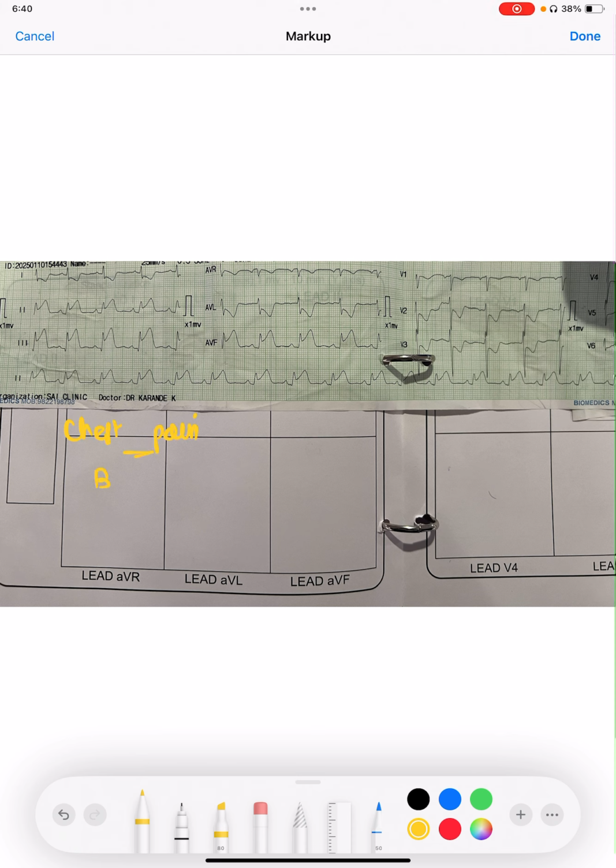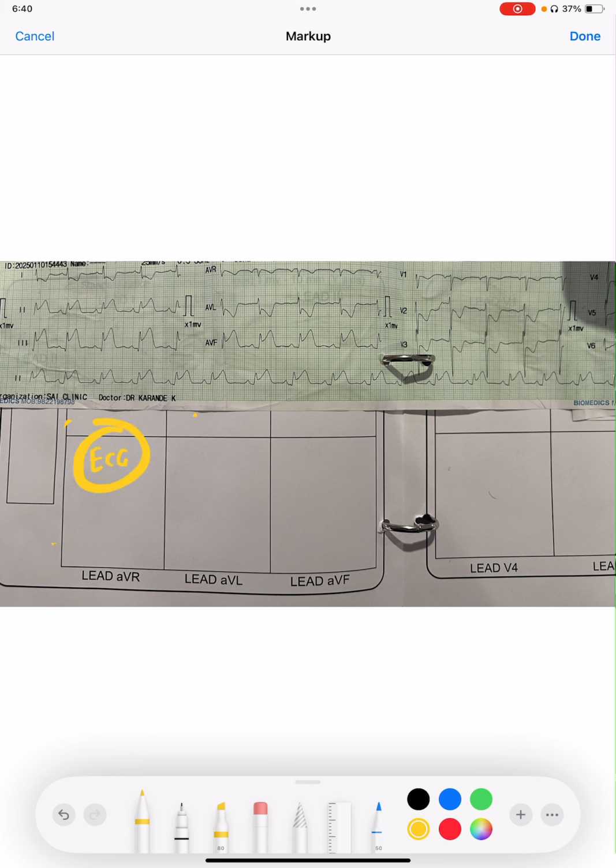Definitely we need to check the sugar of the patient, blood pressure, heart rate, saturation. These things are a must. In fact, vitals are the most important thing: heart rate, respiratory rate, BP, saturation, temperature. These things must be seen first. And the second most important thing is doing an ECG.